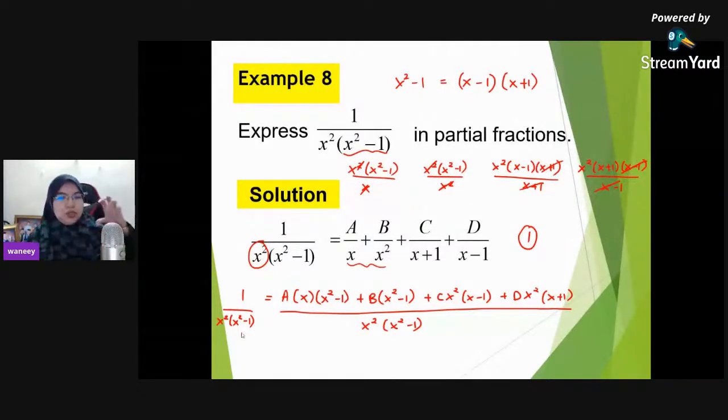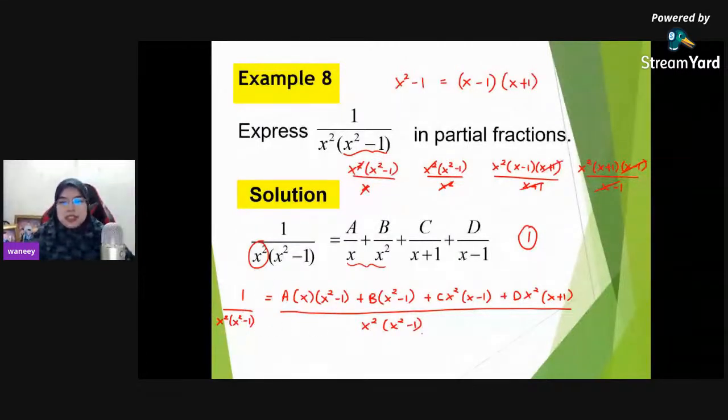So do make sure to refer to the denominator on the left hand side, and your denominator you divide them, whatever left you times with your constant. So sebab tu daripada awal saya kata it's a good practice for you to check your denominator and the denominator on the left hand side. So simply divide them, whatever left you simply times with your numerator.